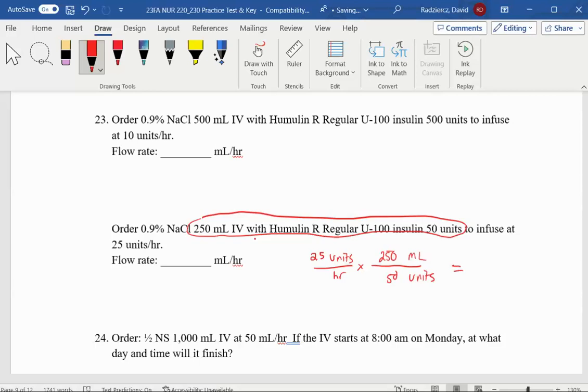25 times 250 divided by 50 gives me 125 milliliters per hour. So like I said, it's more straightforward than maybe you think, and it's just a lot of repeat questions. We're just changing the medication that we're applying it to.